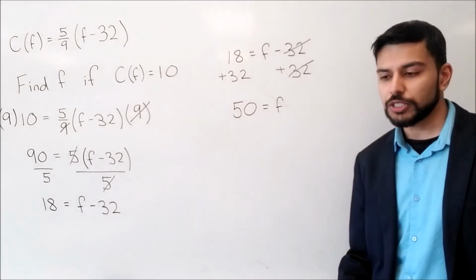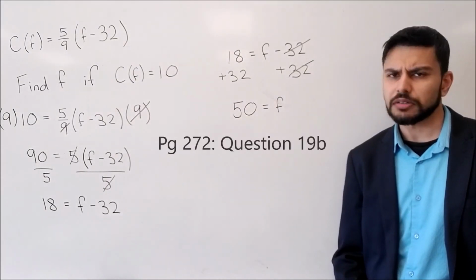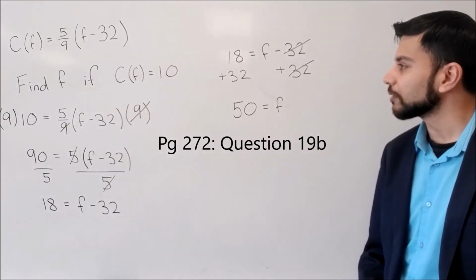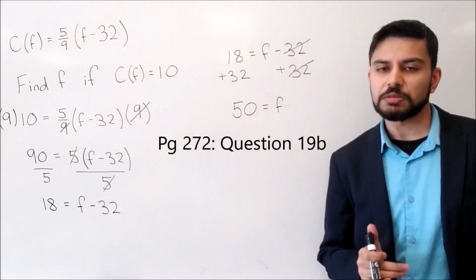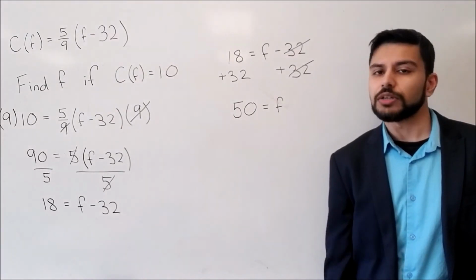Okay, so that's what that question is asking, 19 ABC or 19 1, 2, 3. I don't remember exactly what the parts were. But if you're stuck on that, hopefully this tutorial helps a little bit. If not, I'll try to make another video to help you out on that.